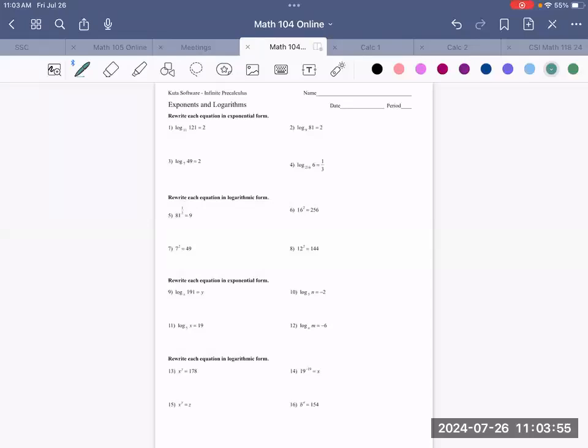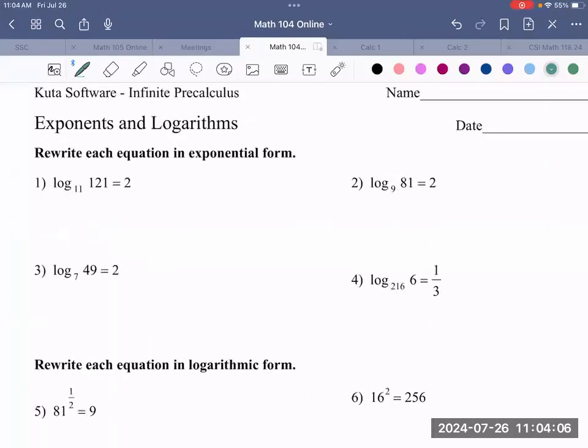Today we are covering logs and exponential functions, where we're going to be converting between these two forms. So the first one just says rewrite each equation in exponential form. You'll notice that all four of these have a logarithm written in it.